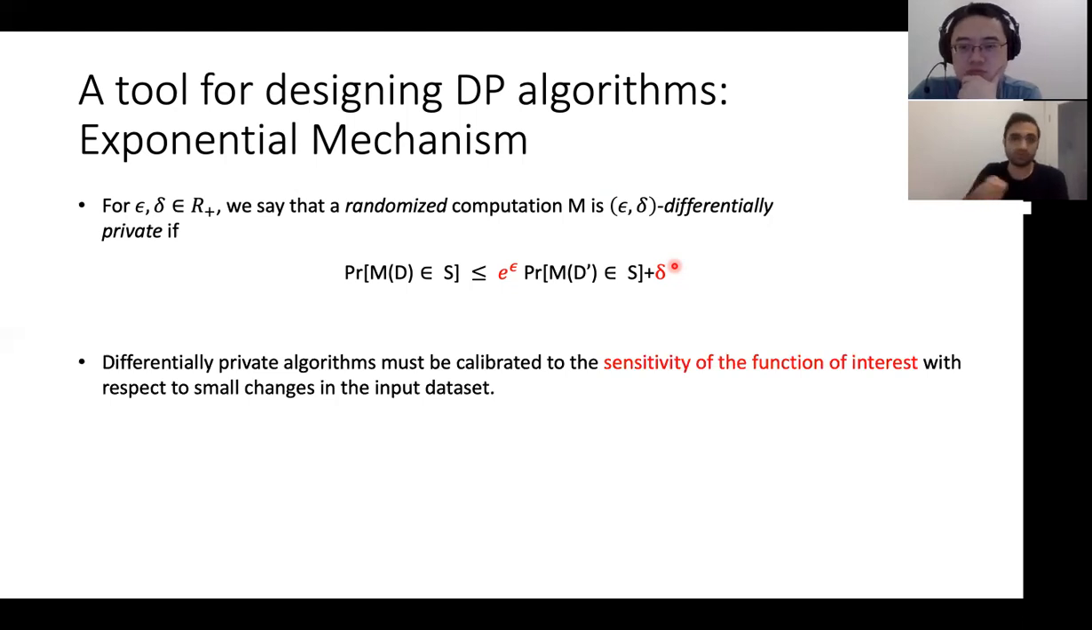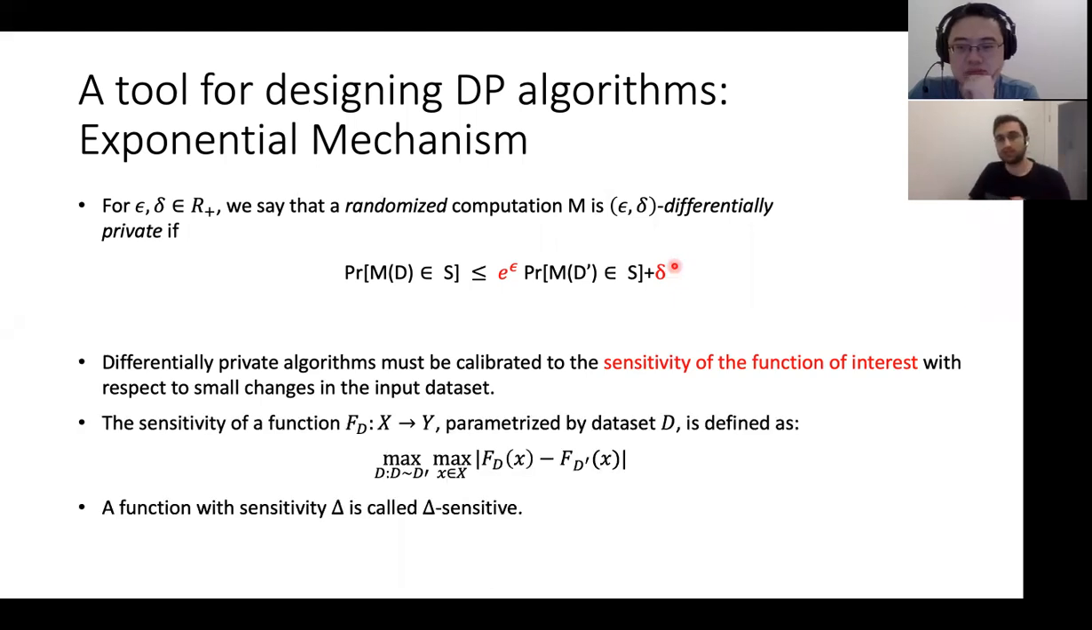But if the function that we are working with has low sensitivity with respect to small changes in the data set, then the amount of noise that our computation has to inject is very small. So the amount of noise in our computation relates to the sensitivity of the function that we are working with. Here is the definition of sensitivity, which is basically what I just told you. If the function has sensitivity delta, we call it delta sensitive.